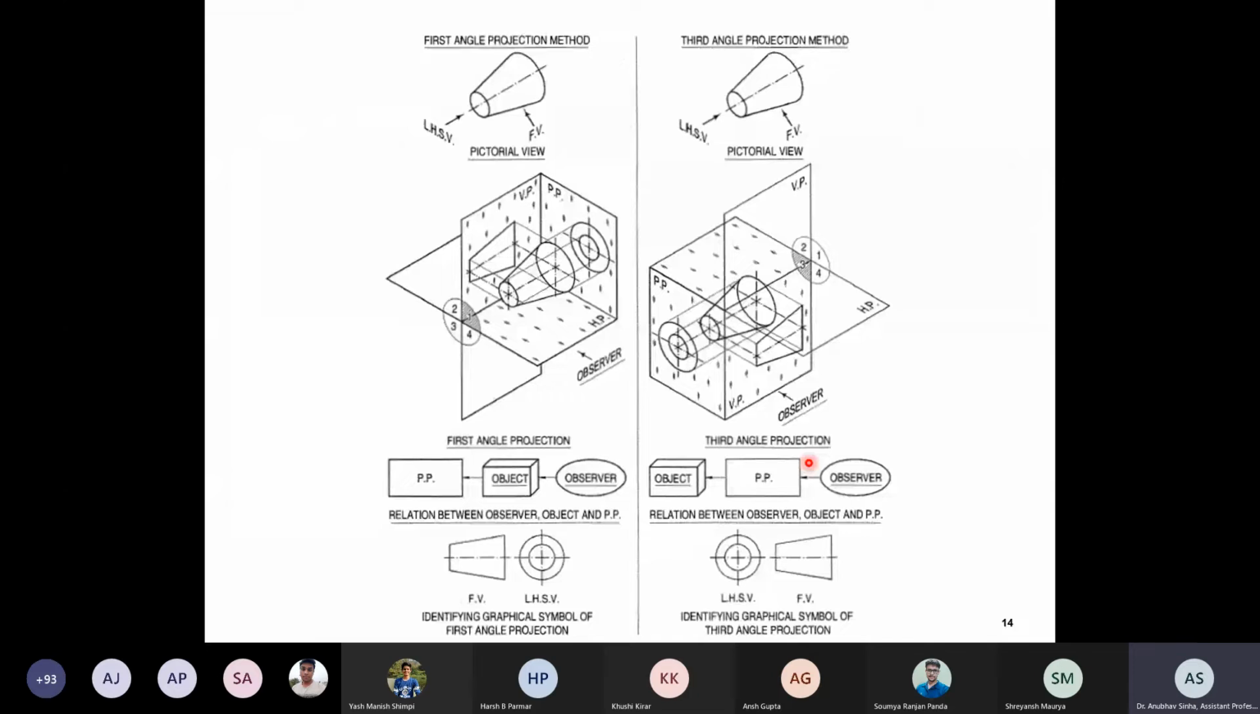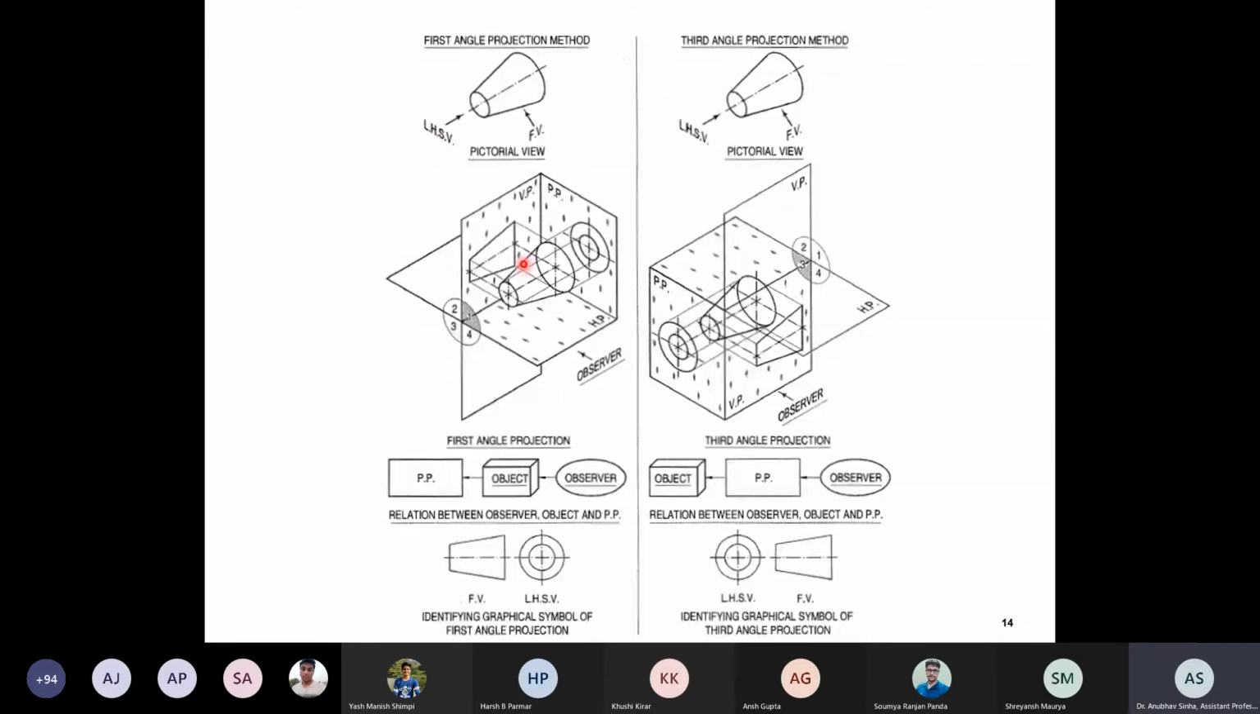Okay, moving on. Based on that, we also give symbols. This is the symbol for first angle and this is the symbol for third angle. Let us say that we have a frustum. A frustum is something which is shaped like a bucket. LHSV means left hand side view.